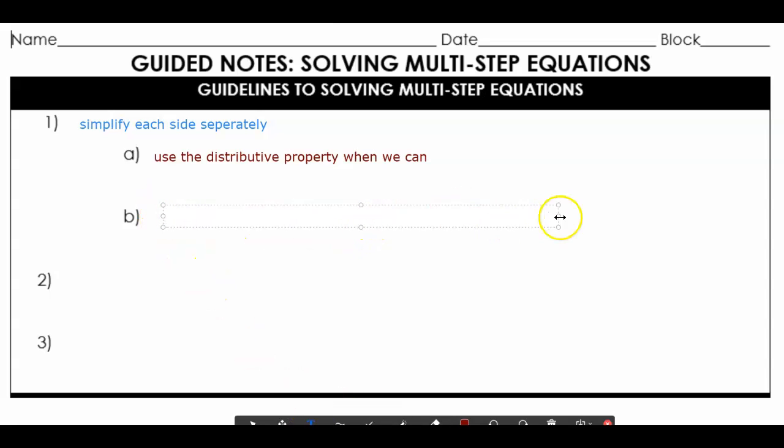We also want to combine like terms, which means terms with the same variable.